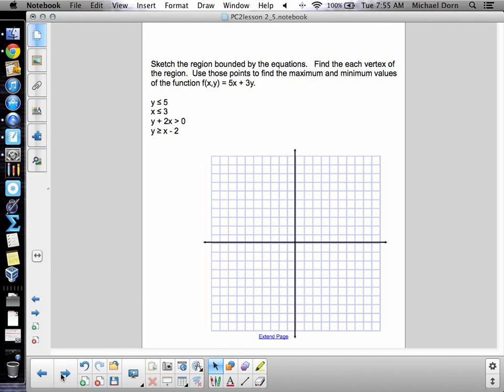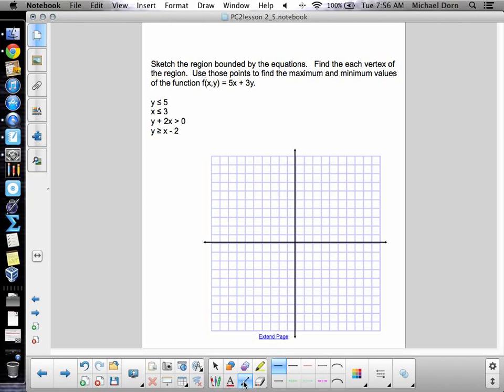If I graph y equals 5, am I going to get a line going across this way or a line going up and down? Across, because y is the height. It's a constant height. So y equals 5 would be a line at 5.